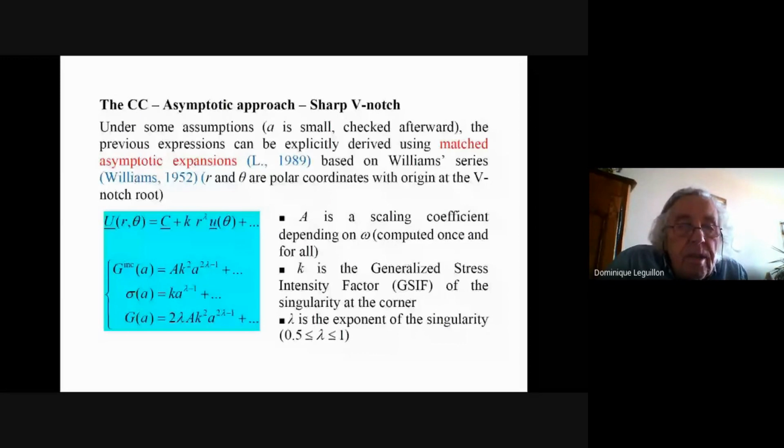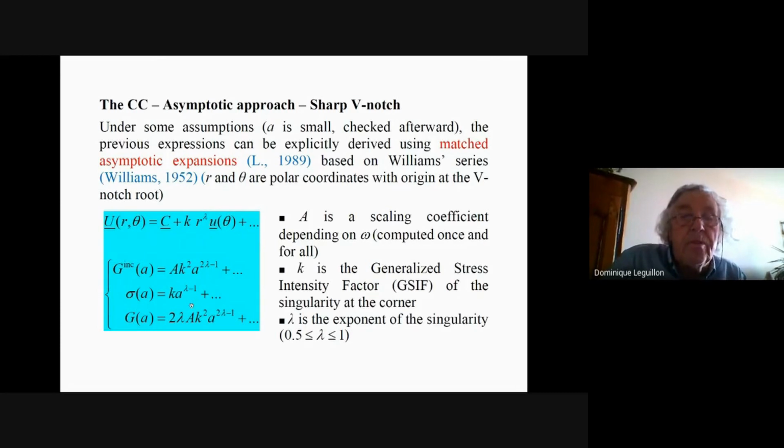This incremental G depends on the square of the generalized stress intensity factor K. Indeed, in this expansion, this term represents the intensity of the load, okay? Twice the load, twice K. So K squared appears, which means the square of the applied load, and the crack length to the power 2 lambda minus 1. This is the result of the asymptotic expansion.